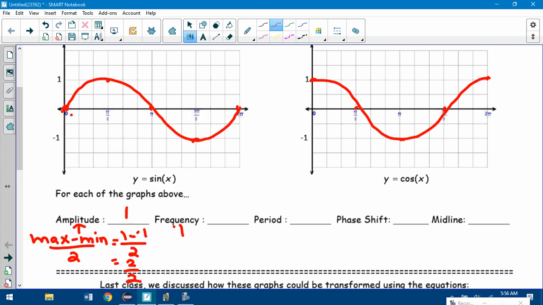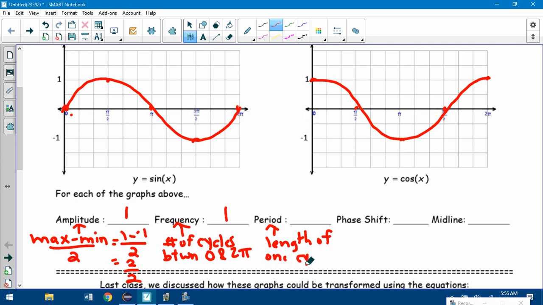Remember what frequency meant? Frequency was the number of cycles between 0 and 2 pi. And both of them have one complete cycle. A hill and a valley, up, down, up. So the frequencies on both are 1. Remember what period means? That's the length of one cycle. And obviously we graphed one cycle and they both took a distance of 2 pi on the x-axis to get there. The period for both of them is 2 pi.